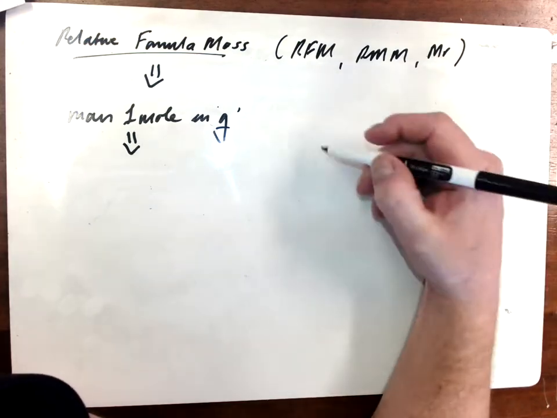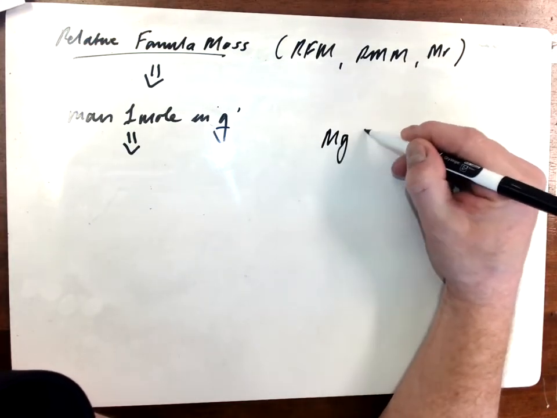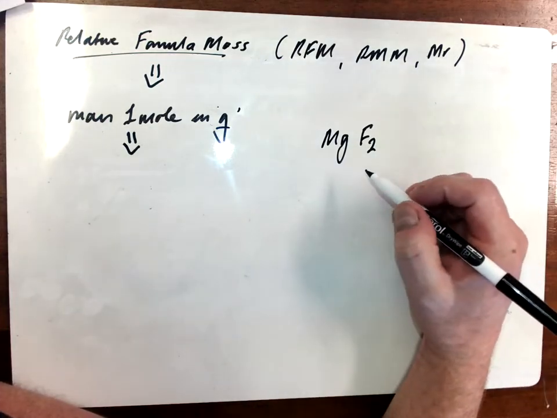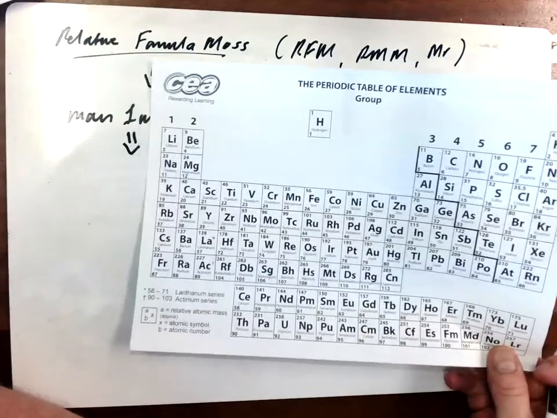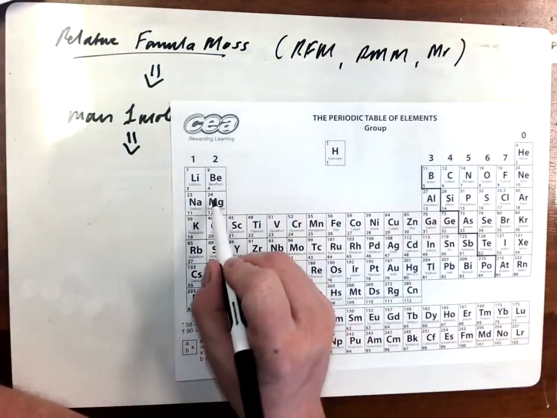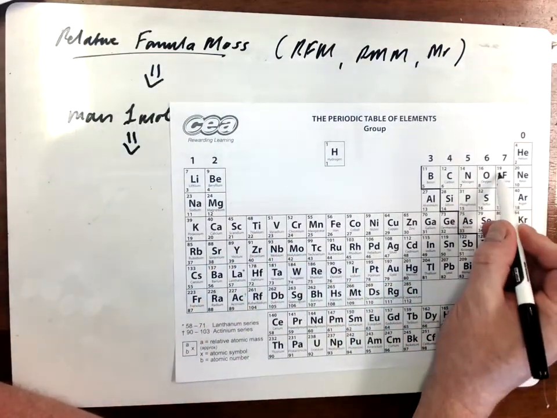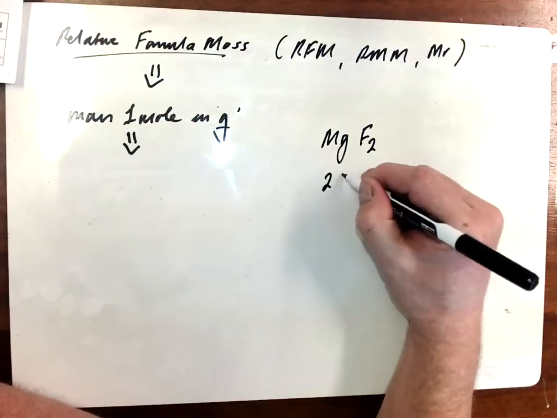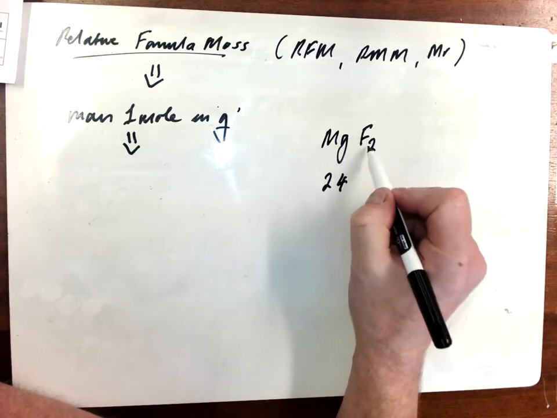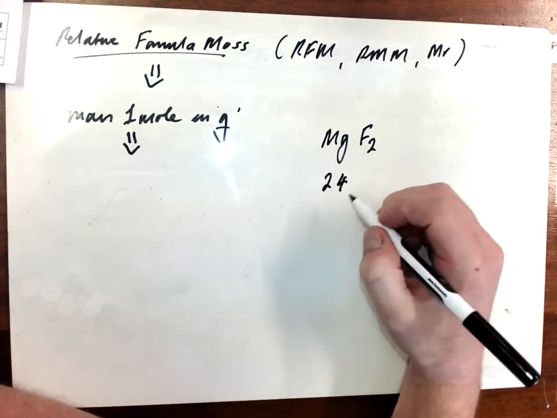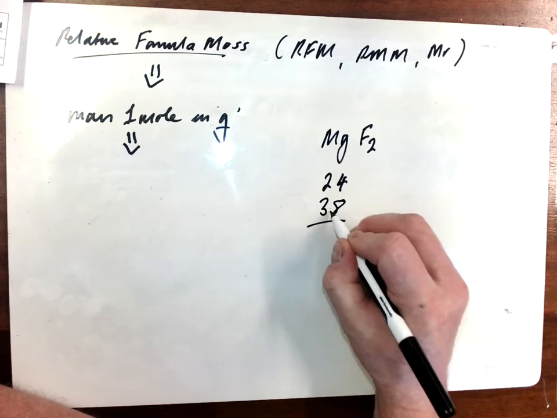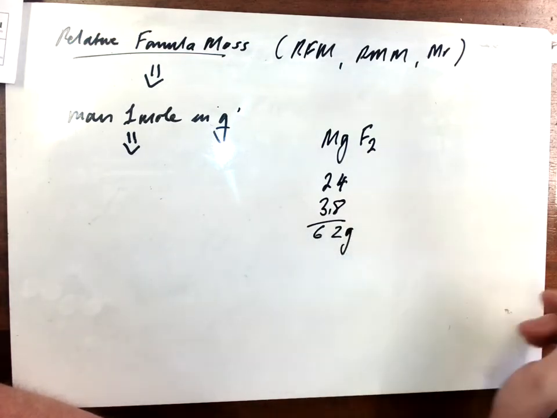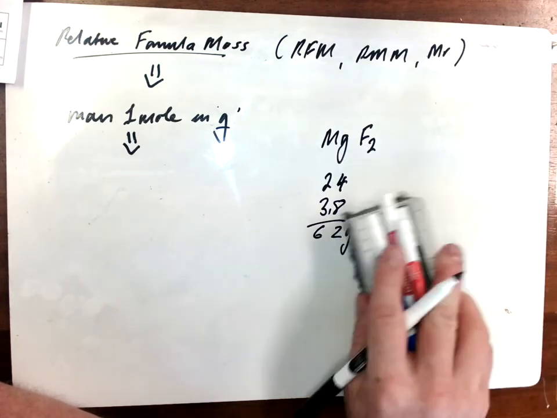So if we took, let's say, magnesium fluoride, formula MgF2, this time we go to the periodic table again, so make sure you've got a periodic table with you. Find magnesium at 24, find fluorine at 19. So we do our 24, we've got fluorine which is 19, but you've got to remember you've got 2 of them, so that is 38. So we have an RFM of magnesium fluoride of 62.